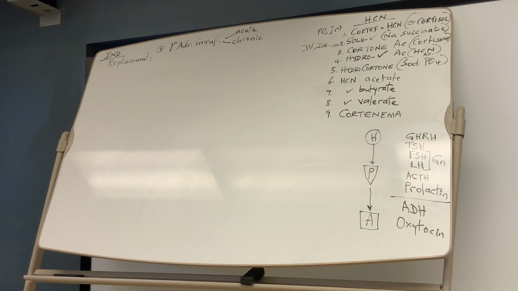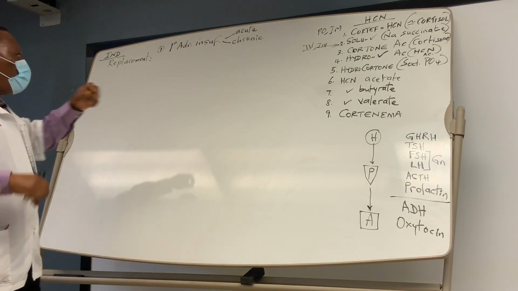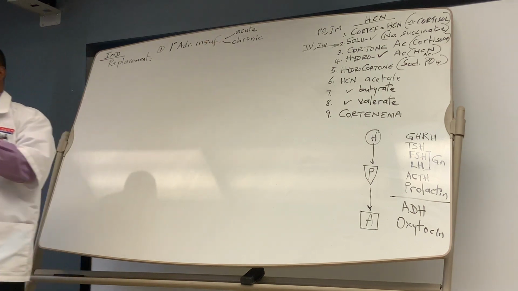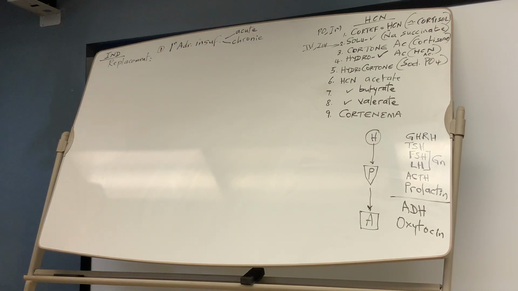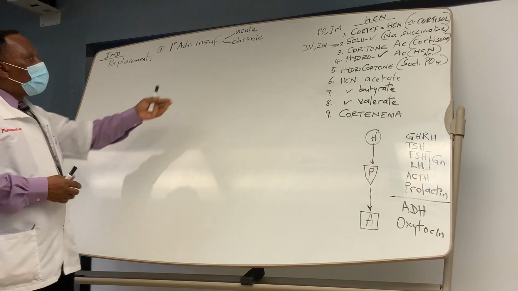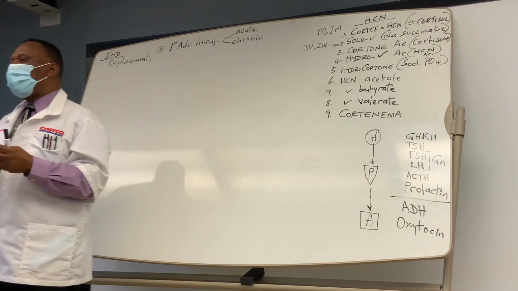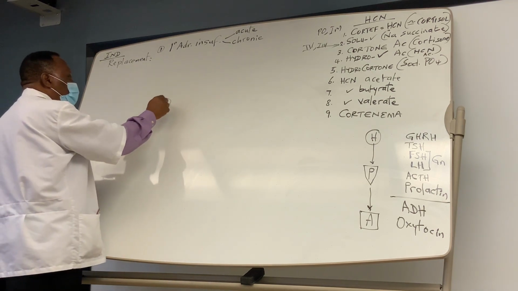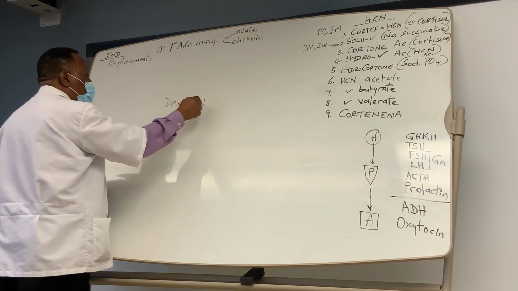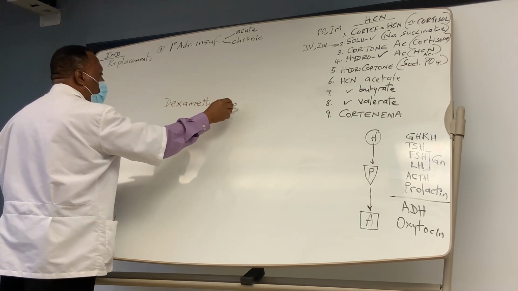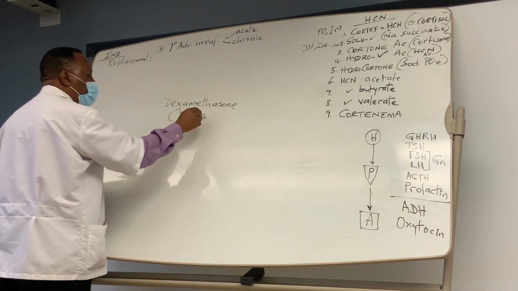You give about 100 milligrams IV Q8, every 8 hours, for the management of either your acute or chronic primary adrenal insufficiency. And the other agent that you can see used in that situation is your dexamethasone, which is Decadron. The brand name is Decadron.